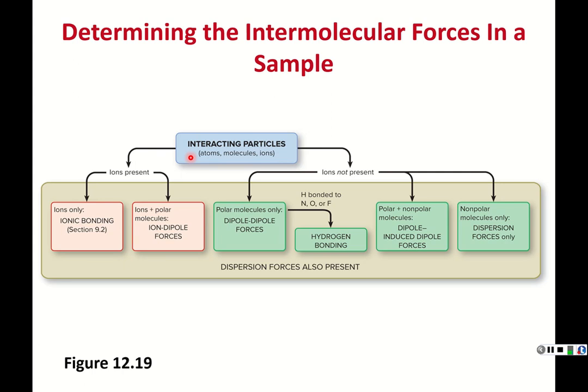Here's a flow chart to determine the intermolecular forces in a particular sample. First, you have to decide, are there ions present or not? Okay, so if there are only ions, that would be ionic bonding, assuming they're close enough. If there are ions and polar molecules, you have ion-dipole forces at play.